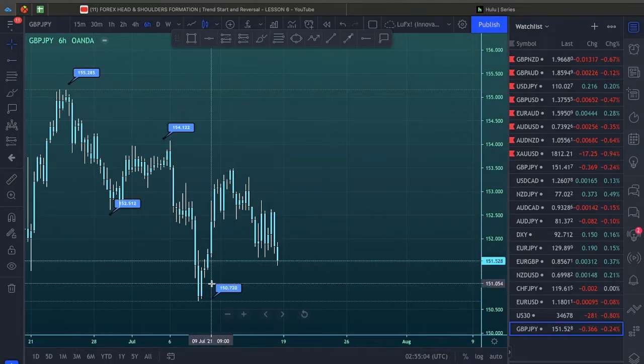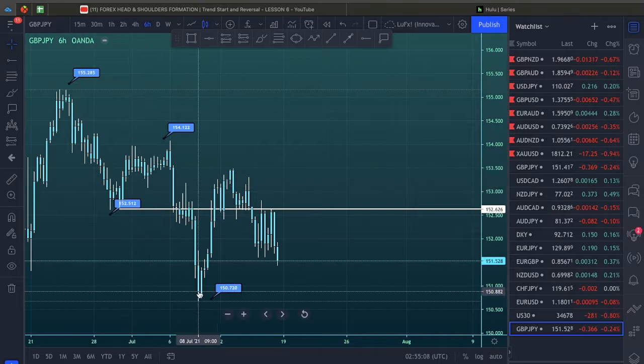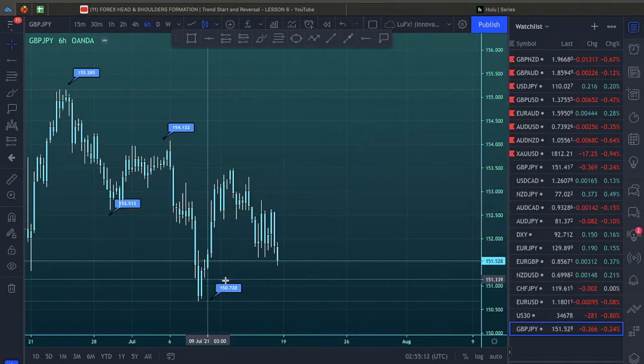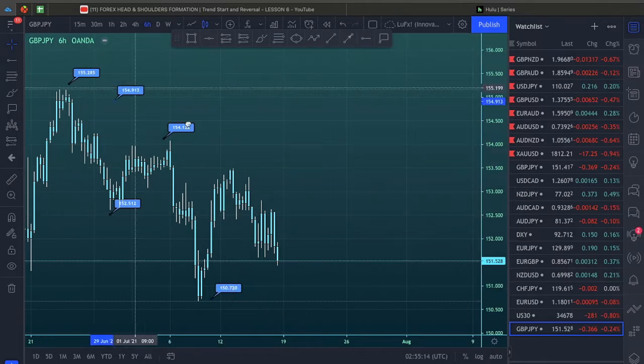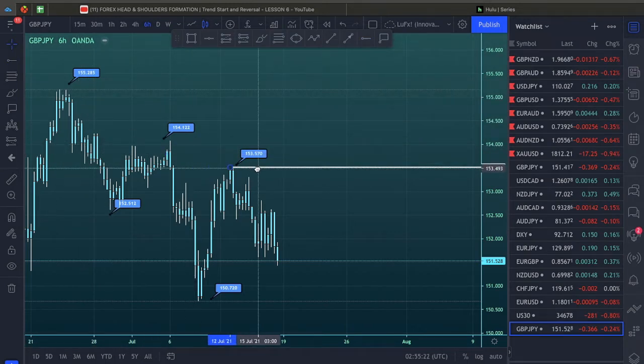Now we're making a lower low, right? Because price broke the previous lower low to make a new lower low. So now that's the new lower low, and then we're coming up here to make a lower high. As you can tell, we're still dropping, right? Lower high, lower high, lower high.